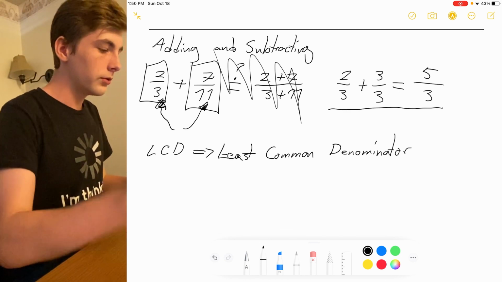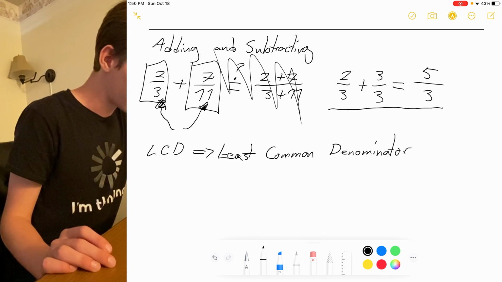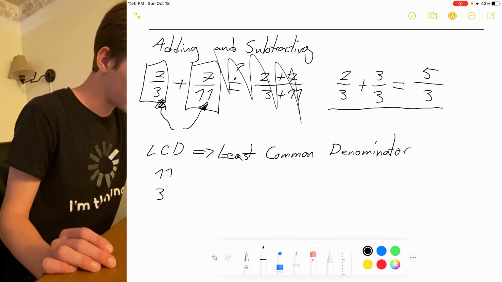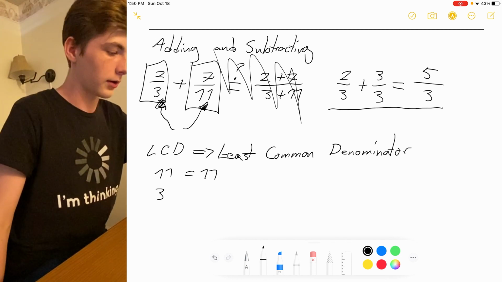So what we're going to do is find the least common multiple between 11 and 3. So again, how do we do that? Well, we start by factoring the two numbers. It turns out these are both primes. We don't have to do any factoring. They're just themselves.